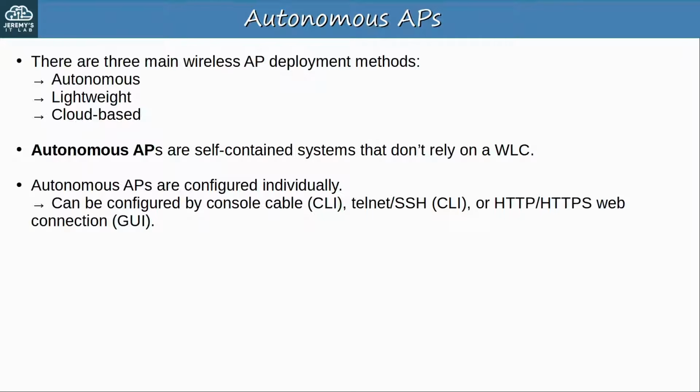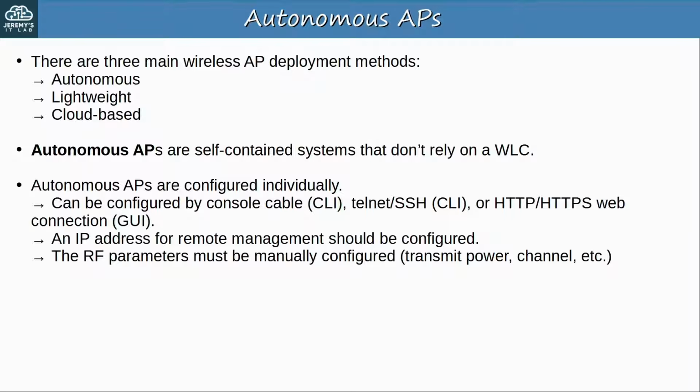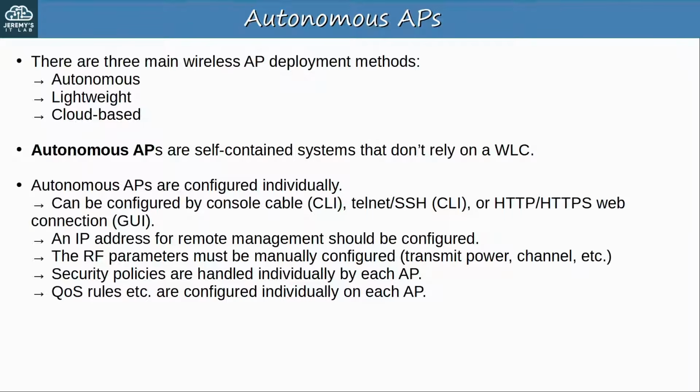For small networks, this is fine, but configuring APs individually in a large network quickly becomes unrealistic. Note that an IP address for remote management should be configured on the APs, so you can connect via Telnet, SSH, or HTTP to configure them. Radio frequency parameters, such as how much power it should use to transmit and which channel it should use, must be configured manually per AP. Security policies, for example ACLs, are also handled individually by each AP. Other settings such as QoS are also configured per AP. And there is no central monitoring or management of the APs. So, as I said before, each AP is its own self-contained system.